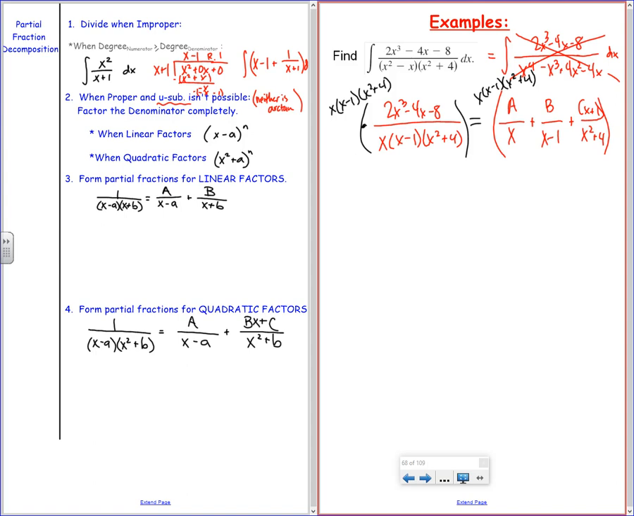Mm-hmm. So mathematically, if I multiply both sides by the denominator, I get just 4x minus 8 equals. For A, the x cancels and the other 2 stay. For B, the x minus 1 cancels and the other 2 stay. And for Cx plus D, the x squared plus 4 cancels and the other 2 stay.